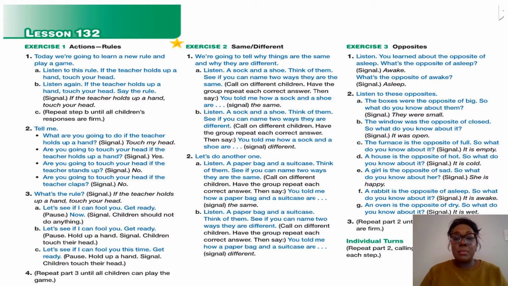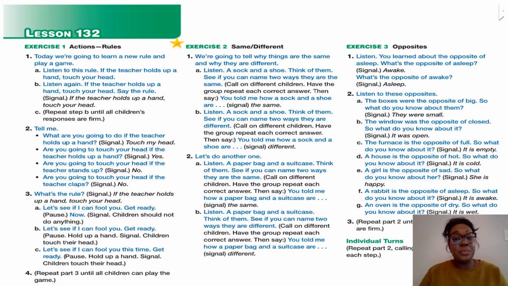Think of them. See if you can name 2 ways they are different. You told me how a sock and a shoe are. Get ready. Yes, different. Let's do another one. Listen, a paper bag and a suitcase.